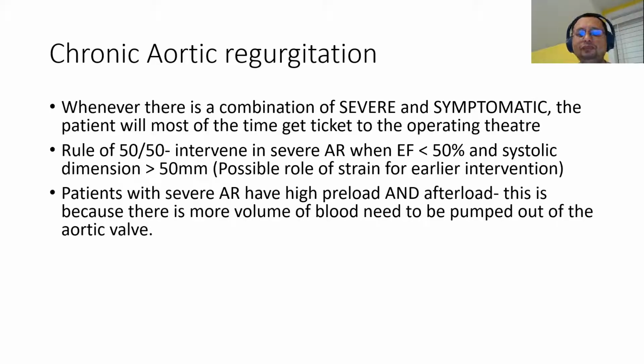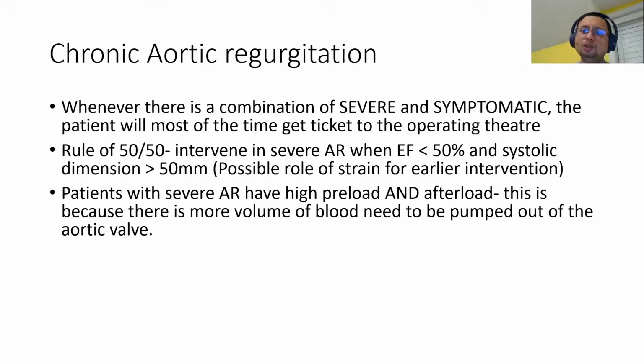Remember that patients with severe aortic regurgitation have high preload and also high afterload. This is because there is more volume of blood that needs to be pumped with the same orifice aortic valve. So someone with a similar orifice aortic valve, but with aortic regurgitation, has more afterload compared to those without aortic regurgitation. Therefore, in patients with chronic aortic regurgitation, if you operate, even if the EF is less than 50%, the EF can recover back to more than 50%.